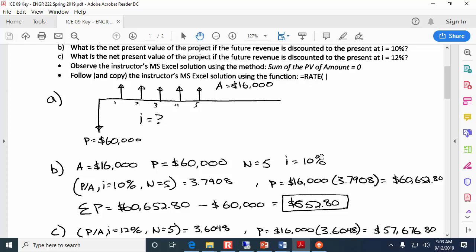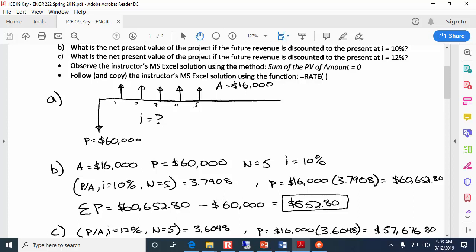So the annual series is worth $60,652.80, and when you combine that with the $60,000 at the present, then that means the present value is only going to be $652.80. So the contractor will be making a profit, although it's pretty modest for a 5-year project. So that extra revenue is worth $652 in today's terms.